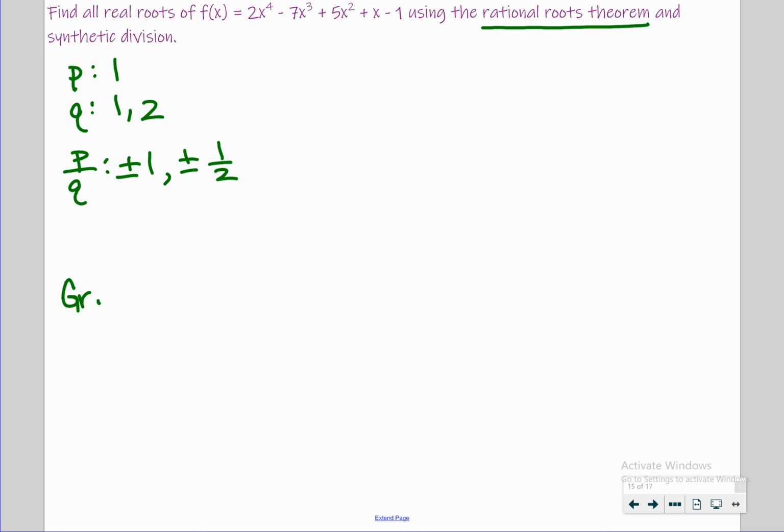I don't actually on the test need to see the graph. I just need to see what you think you're going to try in the synthetic division. So approximately what we think out of these values could be zeros, could be x-intercepts. So go ahead and graph it real quick. And remember, we need to do synthetic division twice. So we want to give ourselves at least 2 options, maybe more.